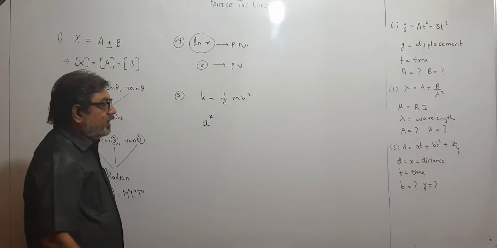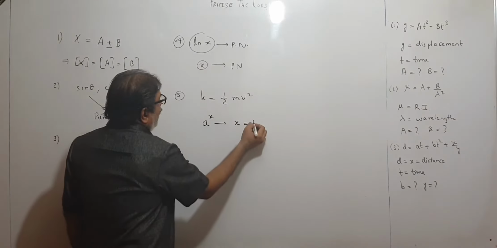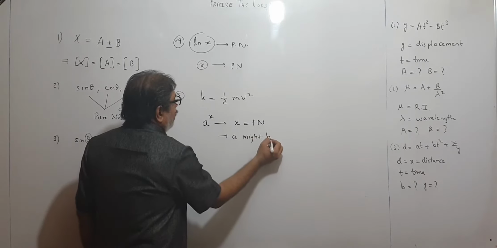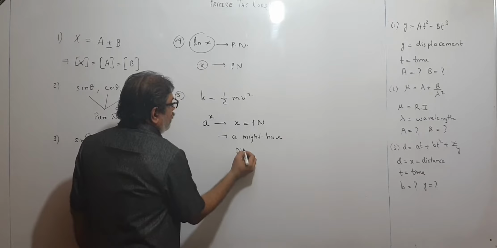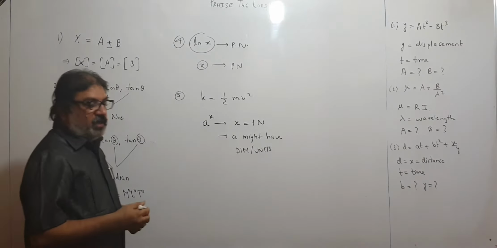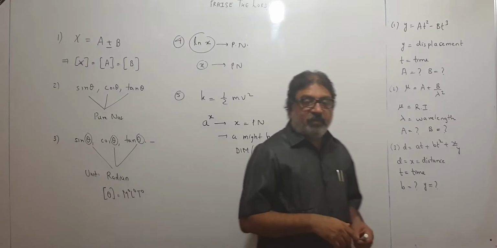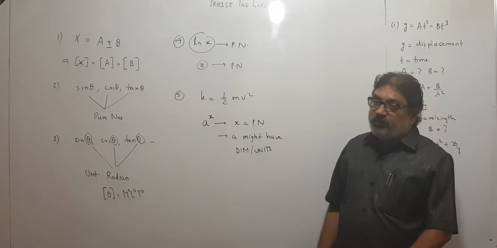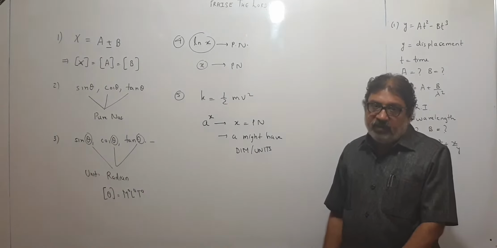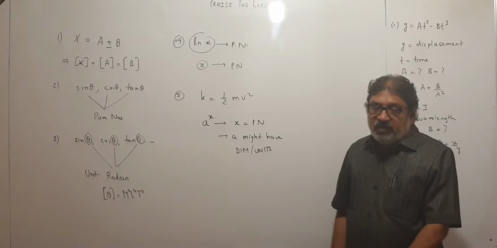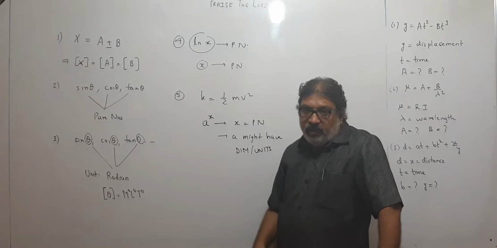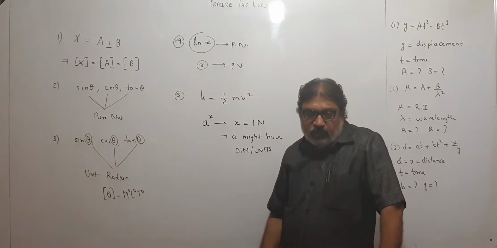Power will be a pure number. In a raised to x, x will be a pure number and a might have dimensions or units. So the base can be a physical quantity having units and dimensions, but the power has to be a pure number. There can be no physical quantity in the power. That has to be a pure number. Okay, so 1, 2, 3, 4, 5 rules I have told you. In future, if I am reminded of any other rule, I will tell you that also.